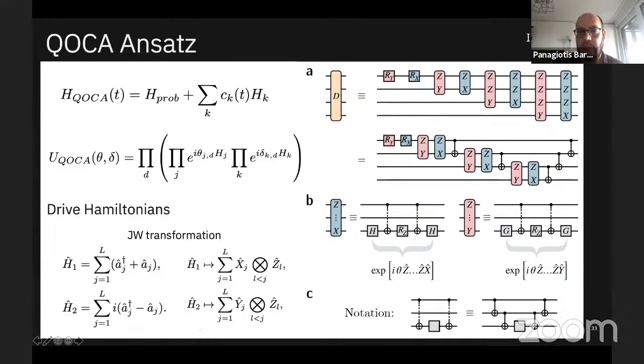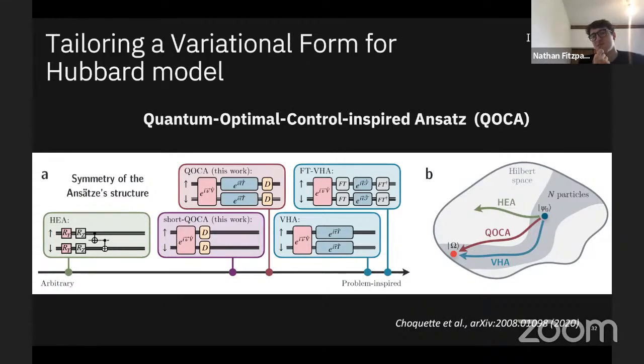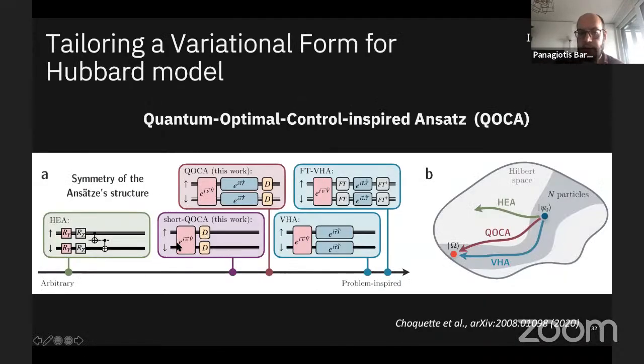If you would like to see it in a bigger picture, you have to encode your problem Hamiltonian, so the repulsion, the hopping operator, and then the drive terms. So would you say this is a time evolution type method? Yeah. Okay, cool. It's like the variational Hamiltonian ansatz.